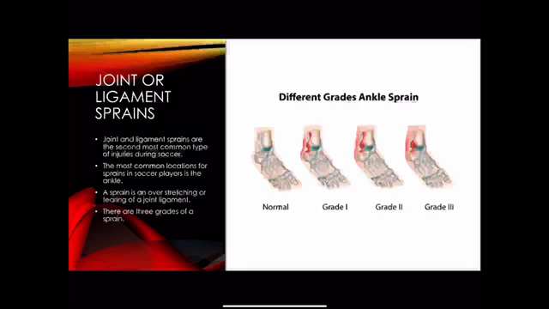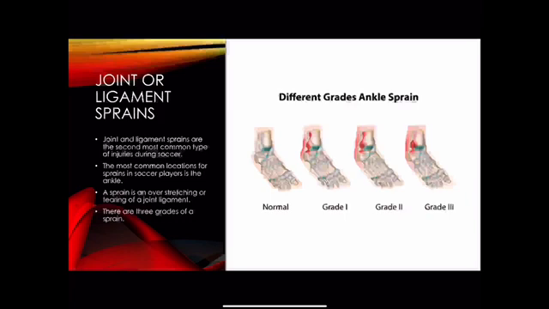A sprain is an overstretching or tearing of a joint or a ligament. And there are 3 grades of sprains, just like there are 3 grades of strains. And in the diagram to the right, we can see grade 1 is overstretching, and you can see some tenderness and some actual internal bleeding on the ankle.